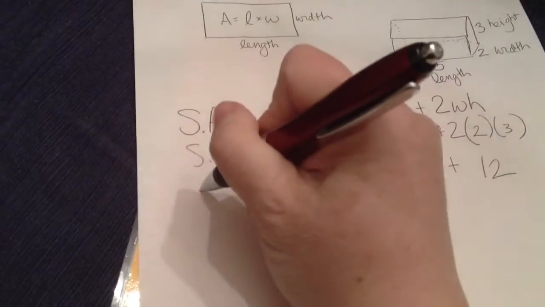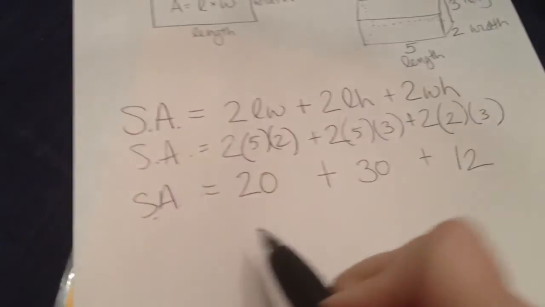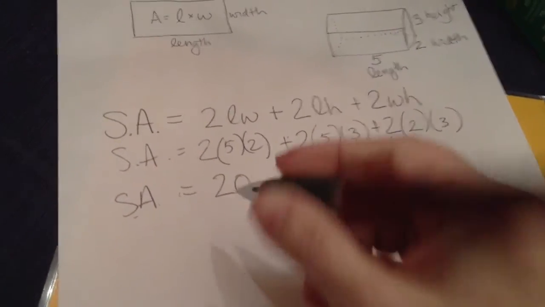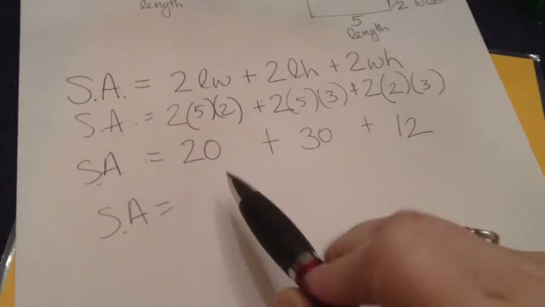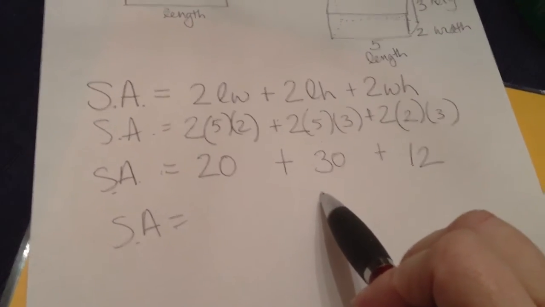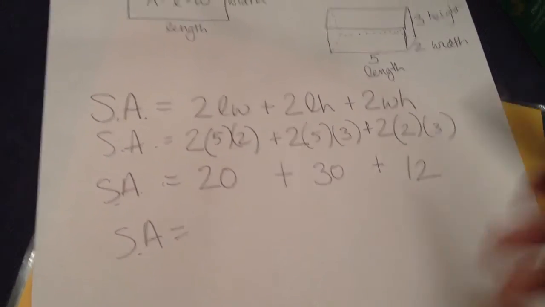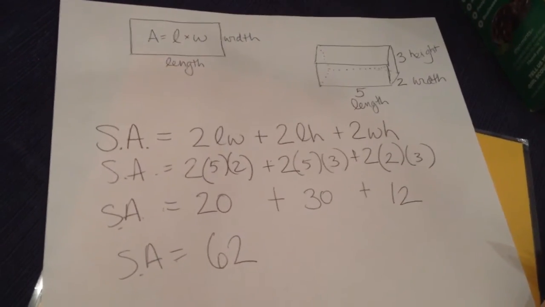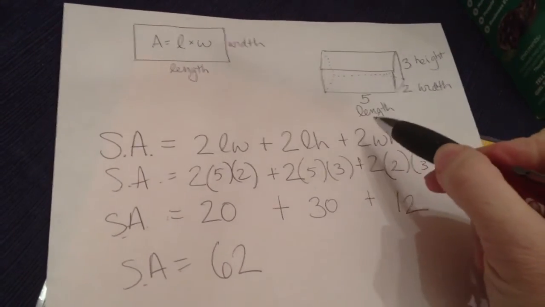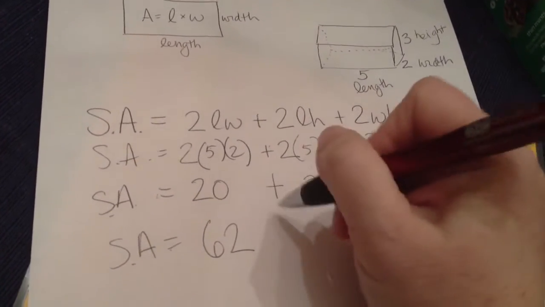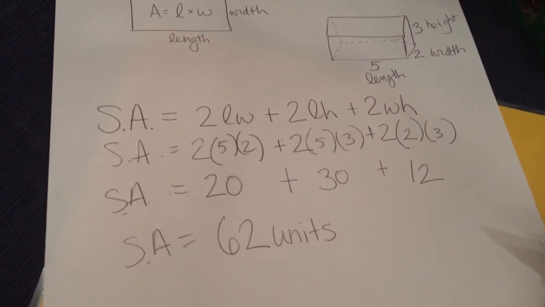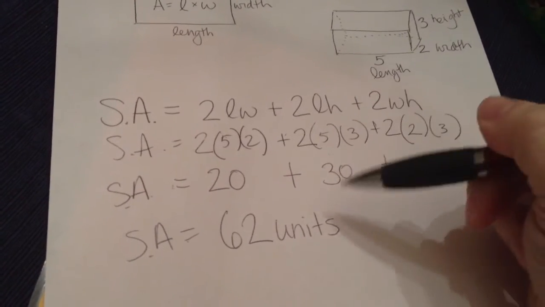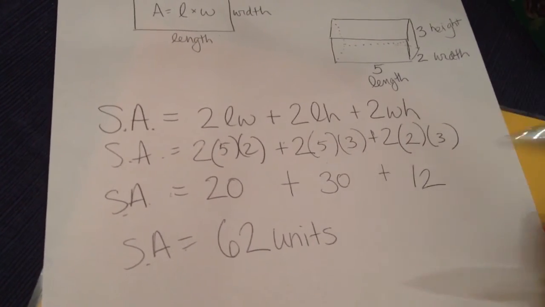Okay, so now to get the surface area, all we have to do is add the 3 numbers. So in this case, and you can always add them down the side if you need to, but 20 plus 30 is 50, plus 12 is 62. And we can't forget our units. In this case, I did not tell you what the units were, I just gave numbers, so we're going to use the word units. If I had said centimeters or meters or inches, we would have used that particular unit, but since I didn't tell you what, it's going to just be units.